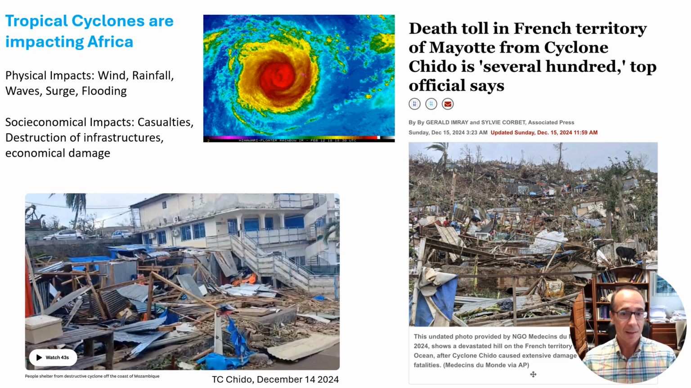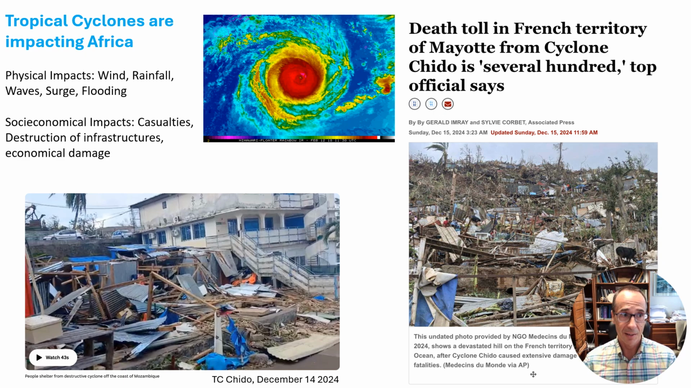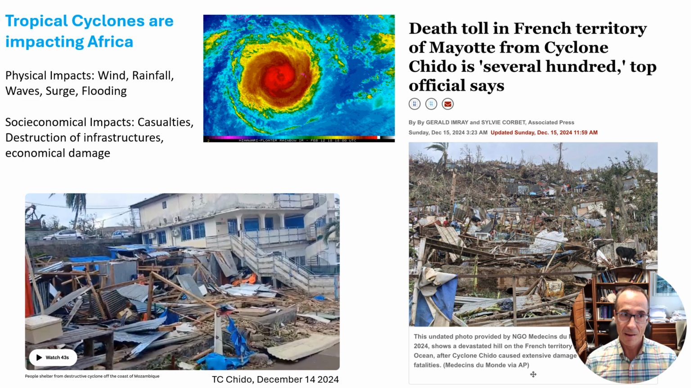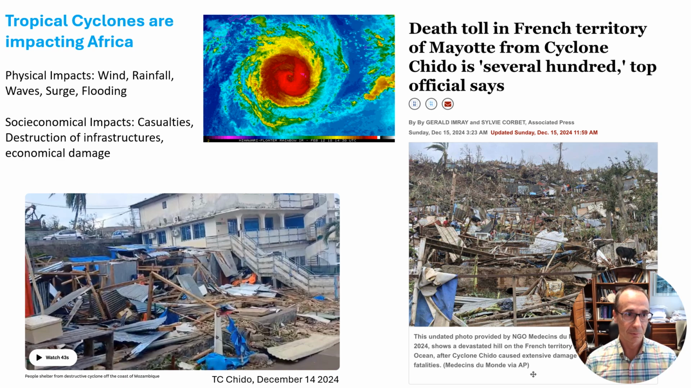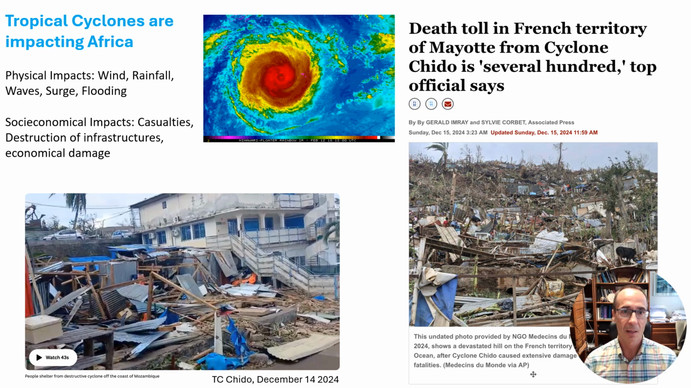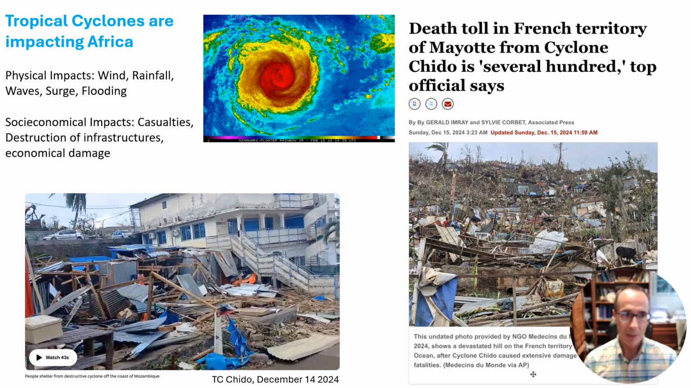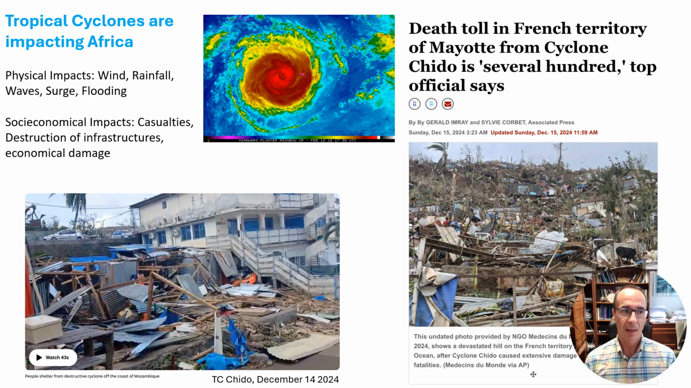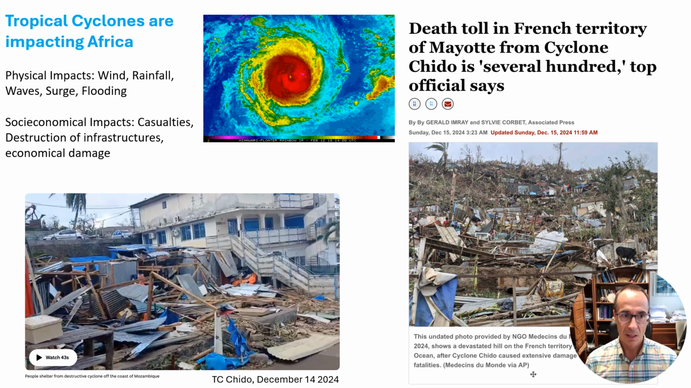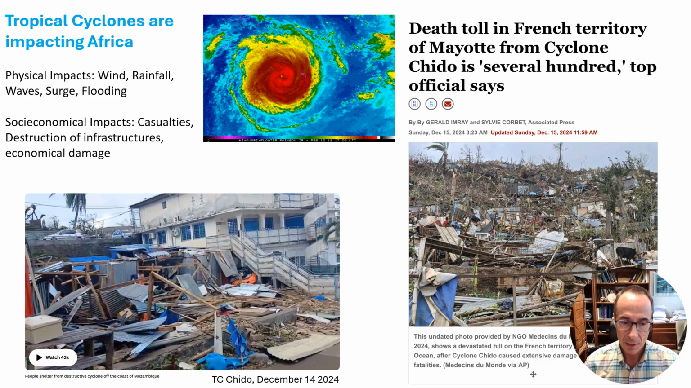So it's clear that tropical cyclones are impacting Africa. There are physical impacts regarding wind, rainfall, waves, storm surge levels, but also flooding. But it's not only the hazard, but also the socioeconomic impacts, such as casualties, destruction of infrastructures, economic damages.